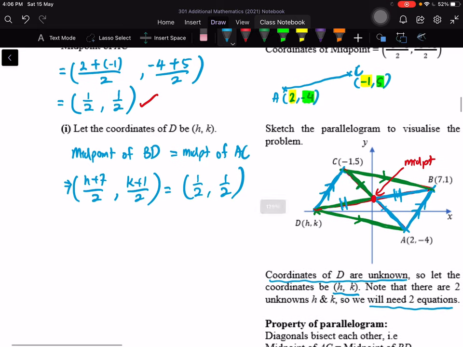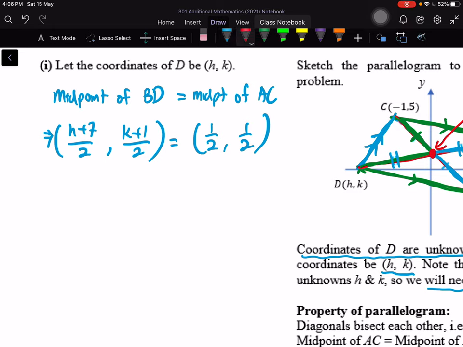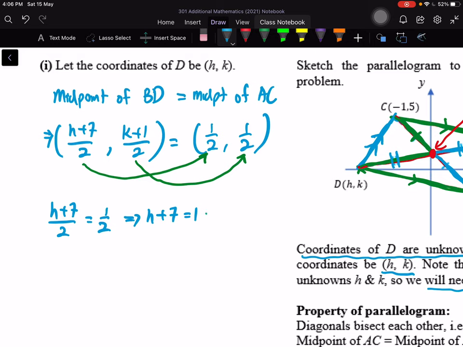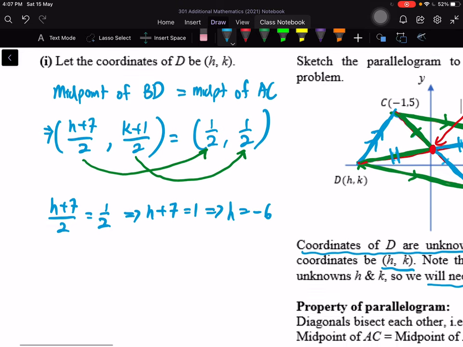Once again, you can match the x coordinate to the x coordinate over here, and the y coordinate to the y coordinate over here, so you can form two equations. So (h plus 7) over 2 will be equal to half. You multiply by 2 on both sides, you get h plus 7 equals 1, and your h you can solve to be, sorry, negative 6. Okay, 1 minus 7, you get negative 6.